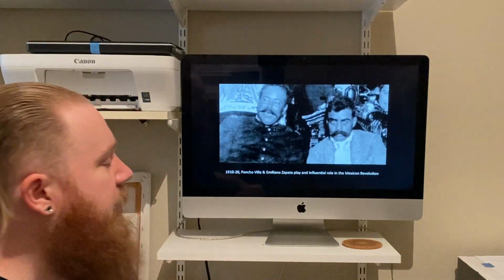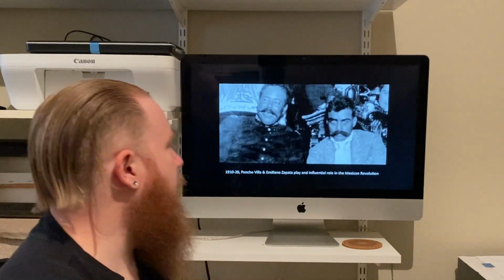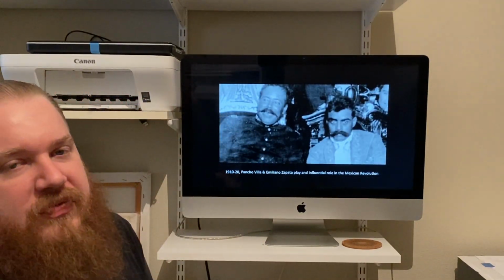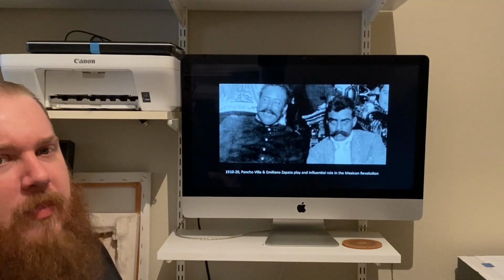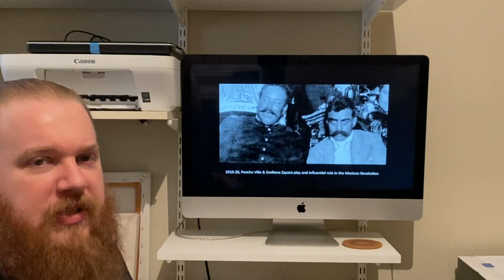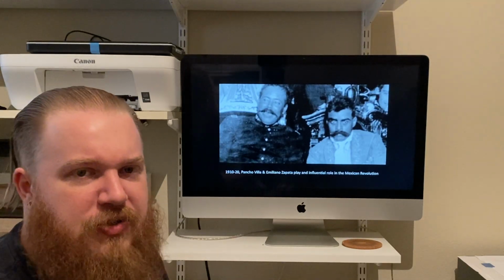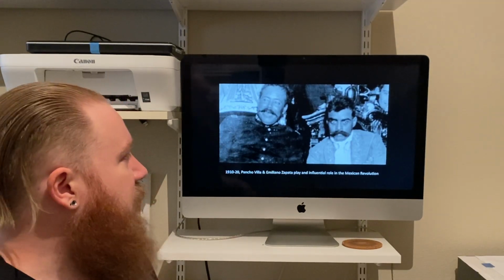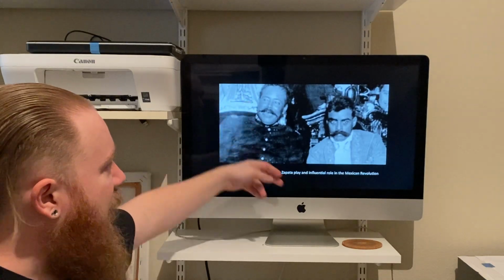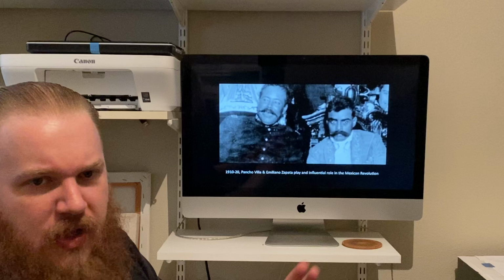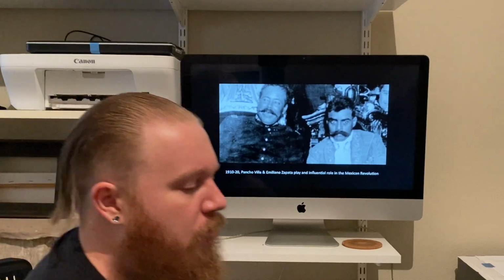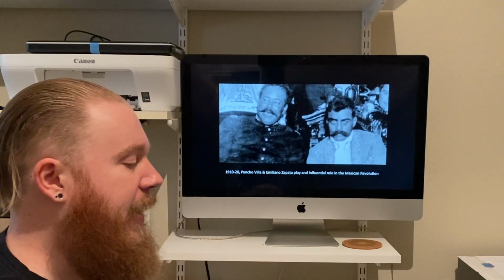But similarly, in Mexico, we have guys like Emiliano Zapata and Pancho Villa, who are massively influential in the Mexican Revolution and helping to overthrow corrupt dictatorships in Mexico and things like that. So we have Pancho Villa on the left and Emiliano Zapata on the right there. But once again, we have a lot of major political revolutions going on during this time period.